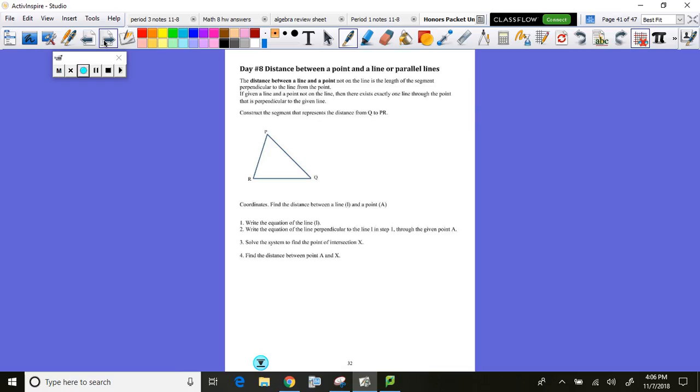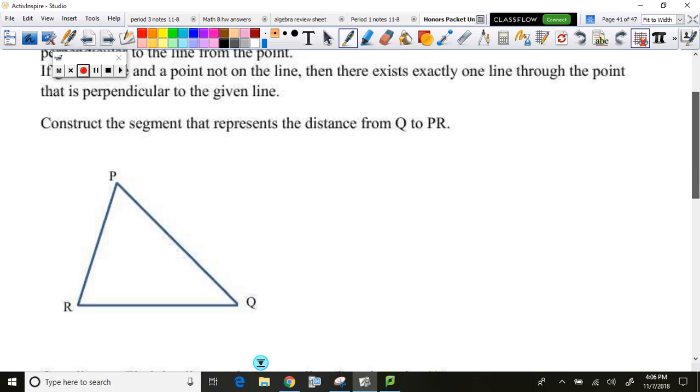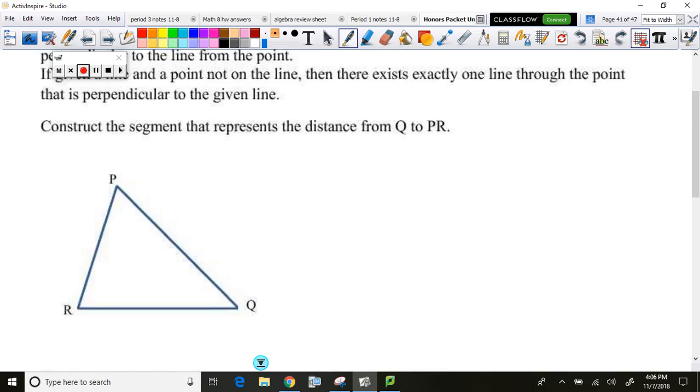So today what we're going to do is we're going to talk about the distance between a point and a line, or parallel lines. Distance between a point and a line is always the perpendicular distance. I'm going to make this bigger. And therefore, when we're looking at this triangle here, if I want to construct the segment that represents the distance from Q to PR, what I need to construct is the perpendicular line for which Q is in the middle.